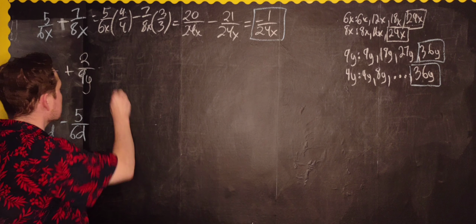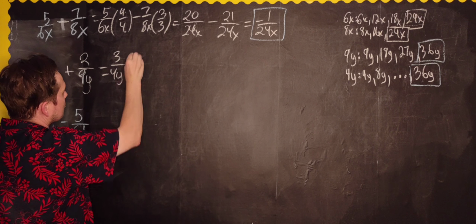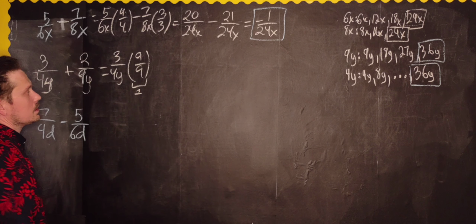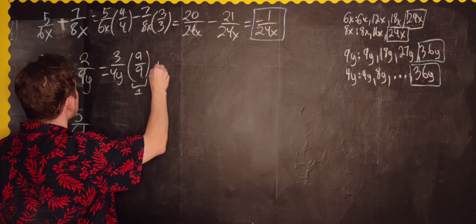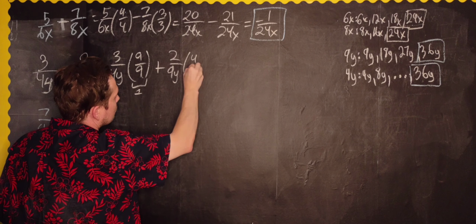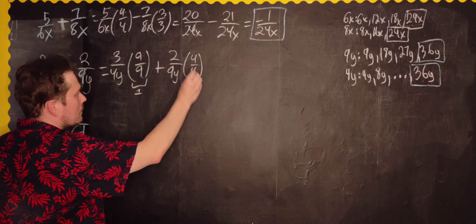So apply that. It's going to be 3 over 4y. You're going to multiply by 9 over 9 because, again, this is a form of the number 1. All right, I have to be careful with my 9s and 4s and all that. Plus 2 over 9y, and you're going to multiply by 4 over 4 because that's a form of the number 1 right here.